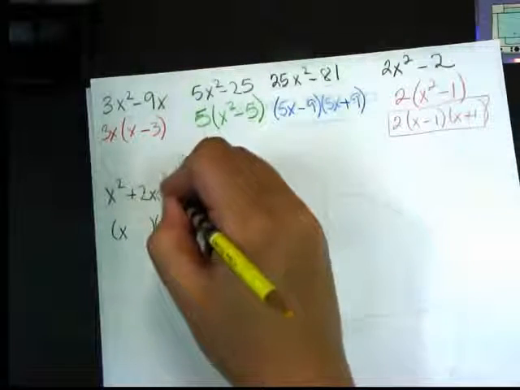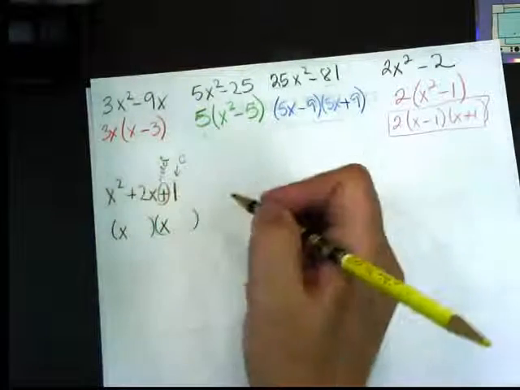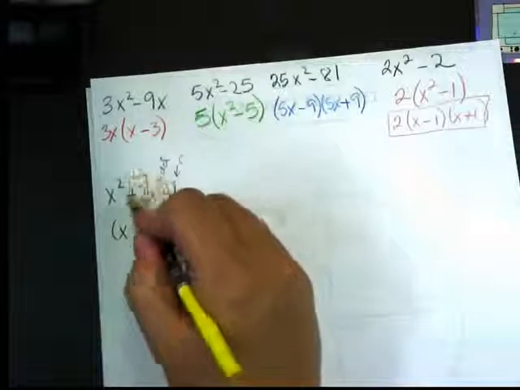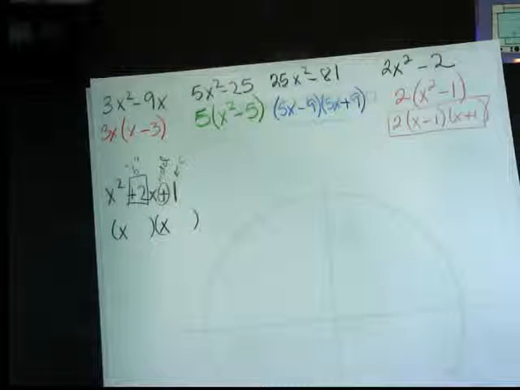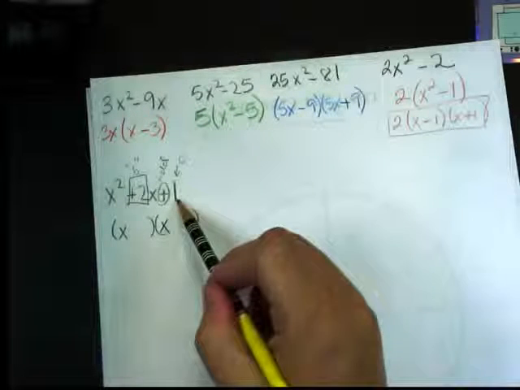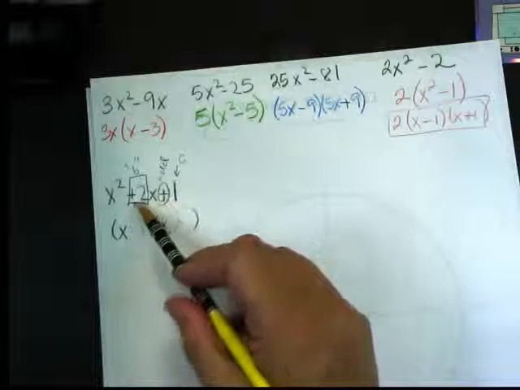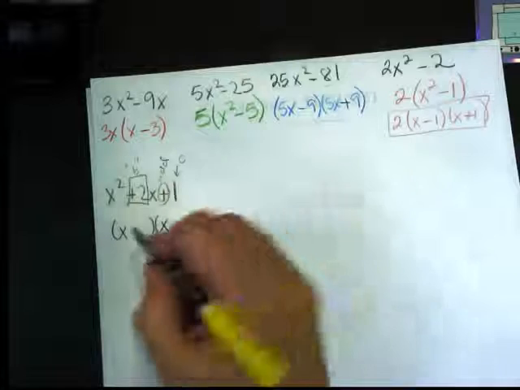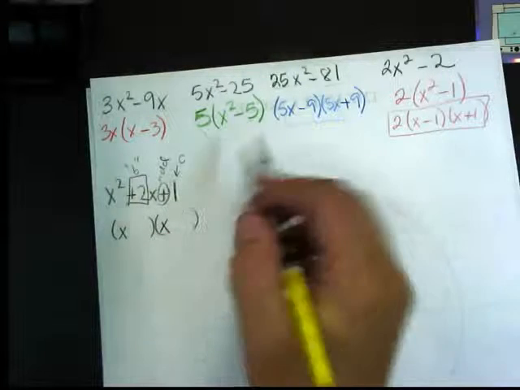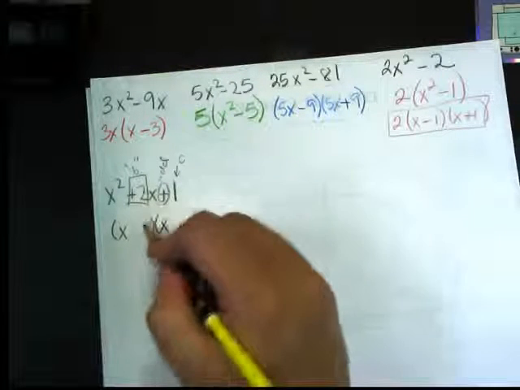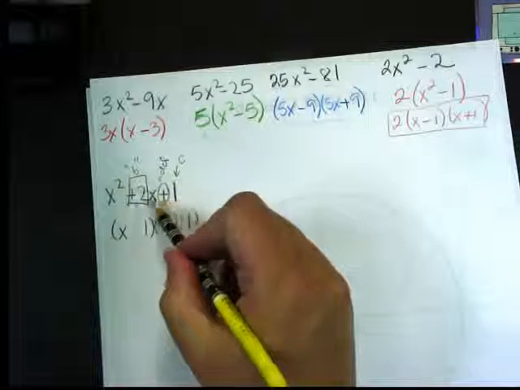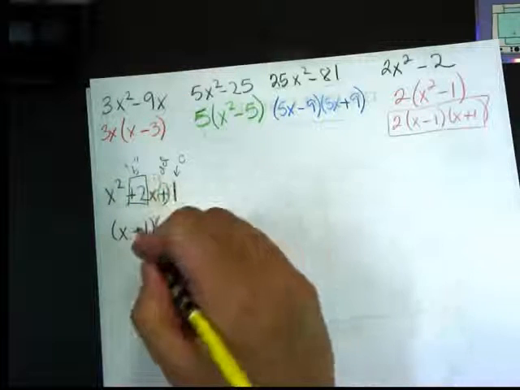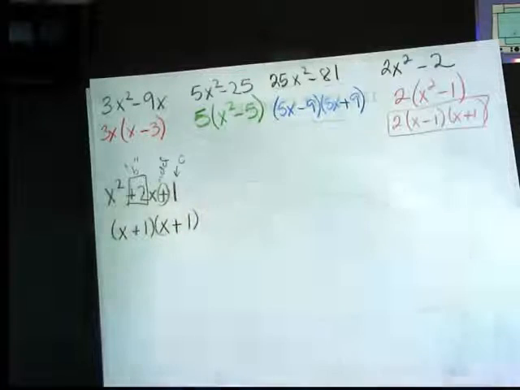This tells me it's going to add to be my B. So what multiplies to be 1 and adds to be positive 2? Well, there's only one thing that multiplies to be 1, and that's 1 and 1. And the only way they add to be positive 2 is if they're both positive.